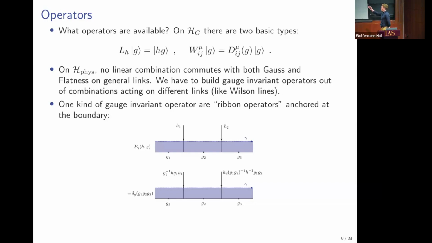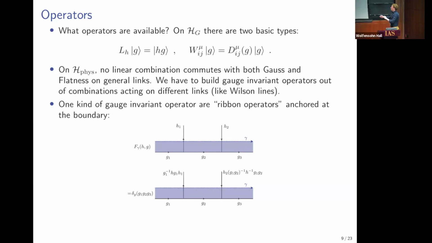There will be a particular combination of these ribbons that I'll show in the next slide that has the interpretation of measuring the net electric flux flowing through the ribbon, flowing transverse through it. And that's the ribbon operator that's relevant for us. Normally these L's, these shift guys, you can use them to measure the electric flux flowing through a link. We can no longer do that in this theory because of the flatness constraint.